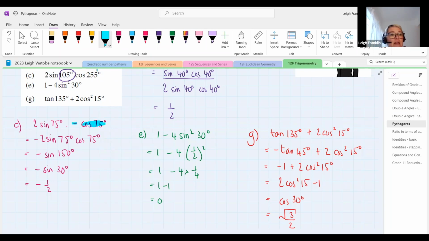Then in the next line, what you've essentially got is a positive value multiplied by a negative value. So when we multiply a positive and a negative together, we get a negative. So that's why there's a negative at the front here. And then I've just written the rest of it down. So 2 sine 75 cos 75.